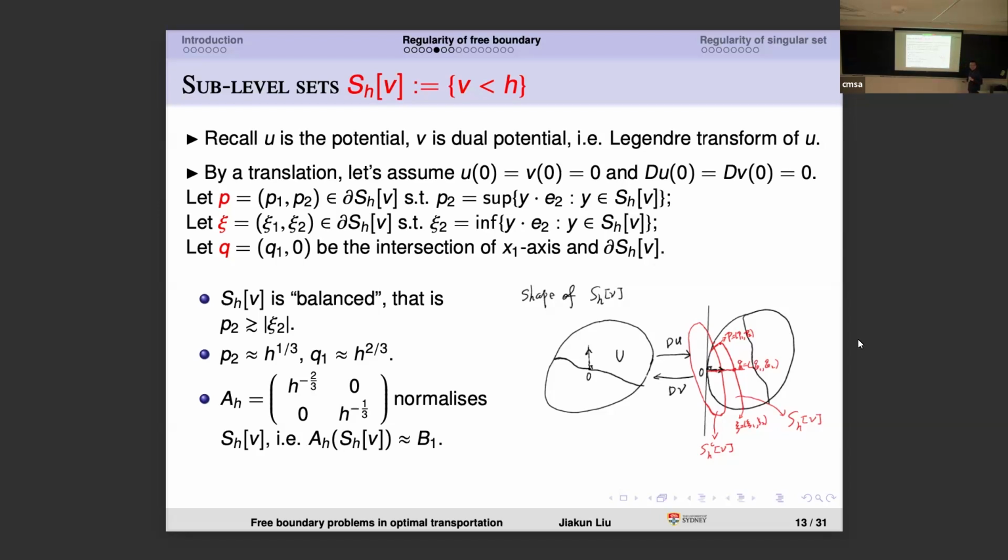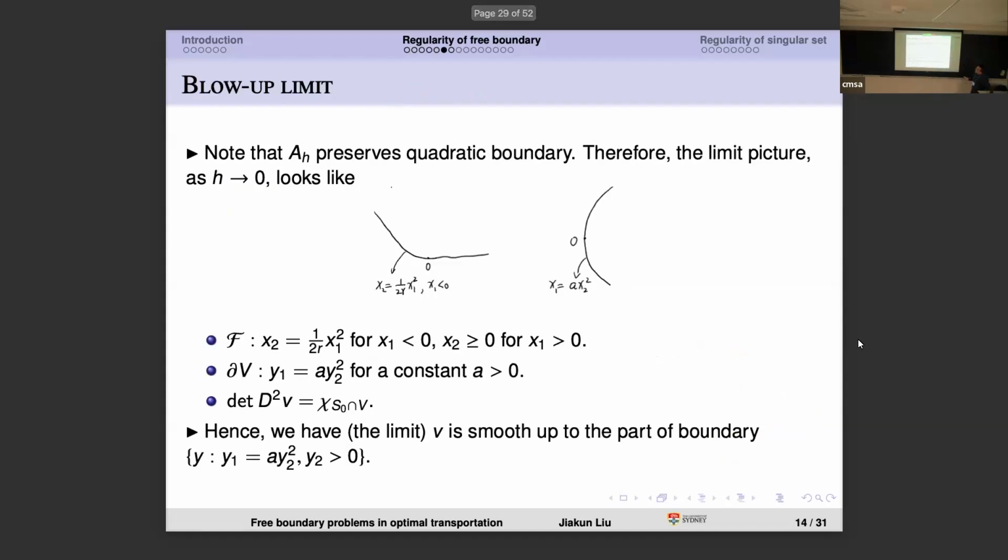All good? Okay. So the good thing is the power is 1/3 and 2/3. Why is it good? Because once you know it's 1/3 and 2/3, such an Fn transformation preserves the quadratic curve. The power is exactly quadratic. So the Fn transformation actually preserves the quadratic boundary. So that means we can keep blowing up.